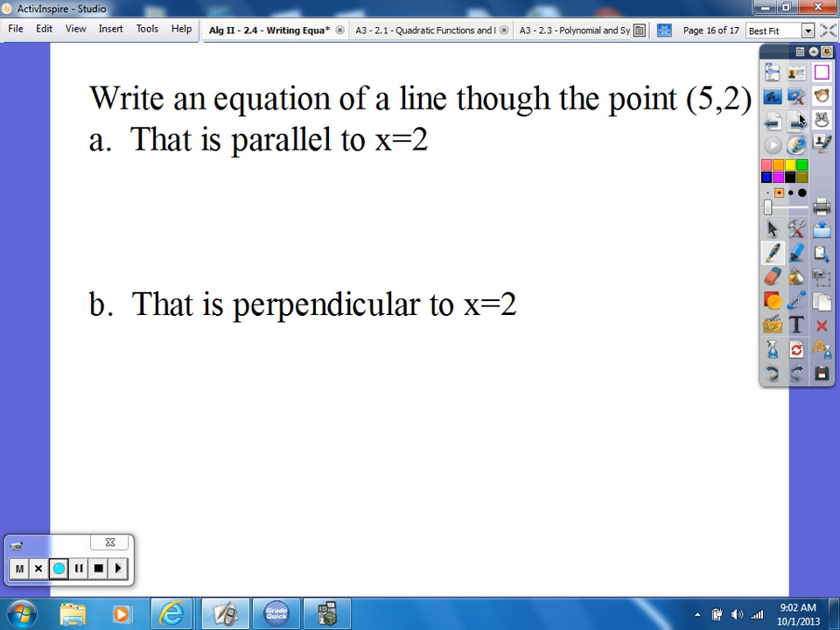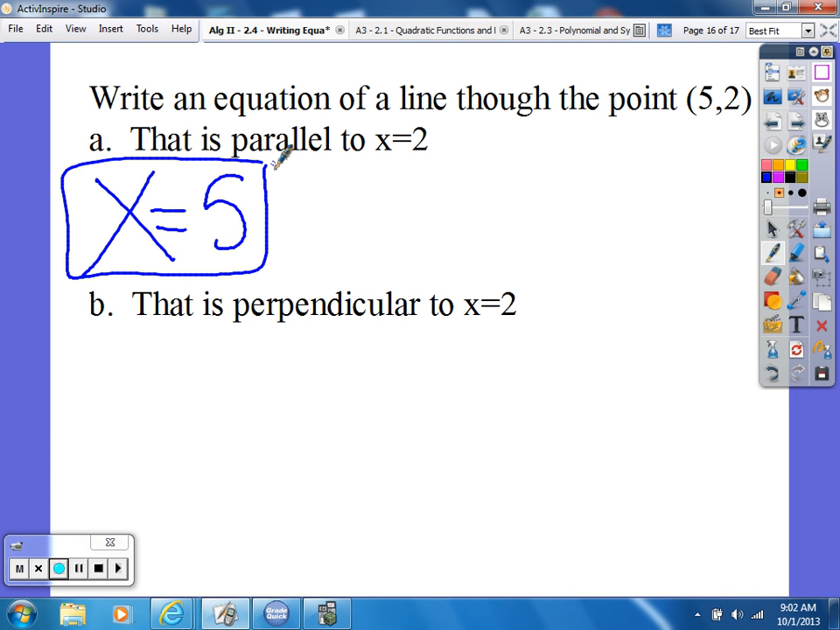Well, what does x equal in that point? 5. So the parallel equation would be x equals 5. Notice when there's only one letter, the parallel equation will continue staying with the exact same letter. The exact same letter, right?